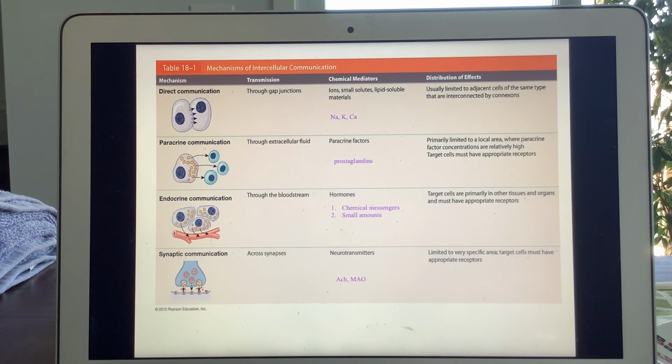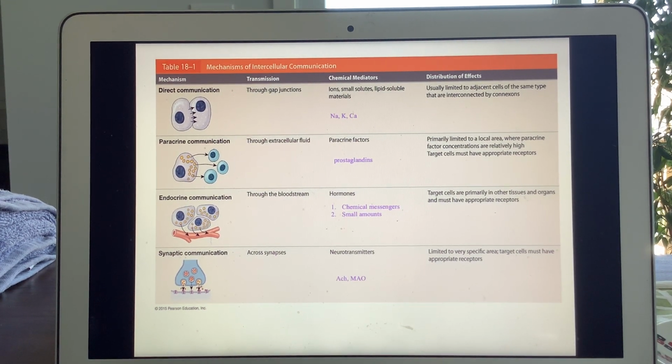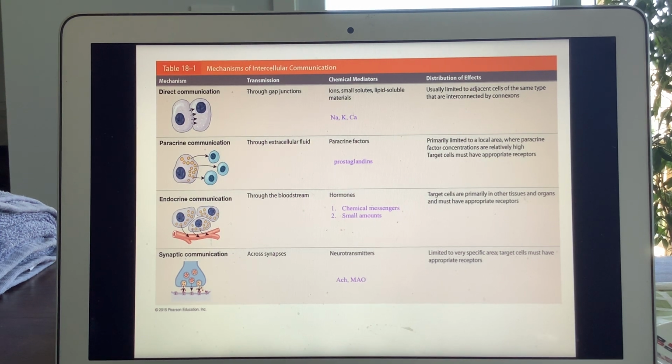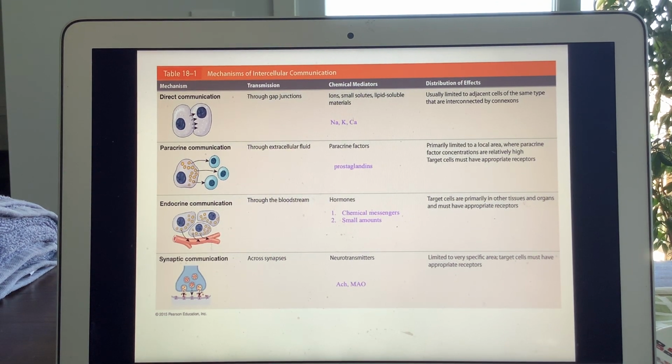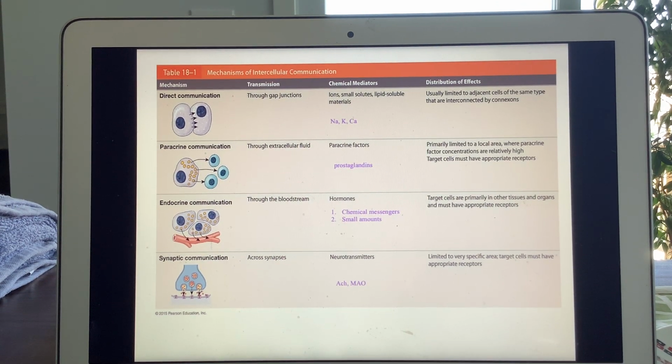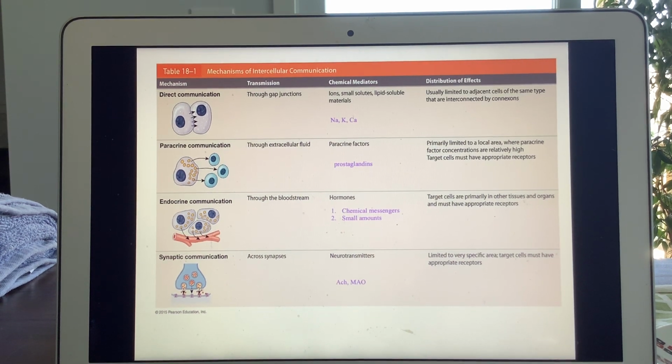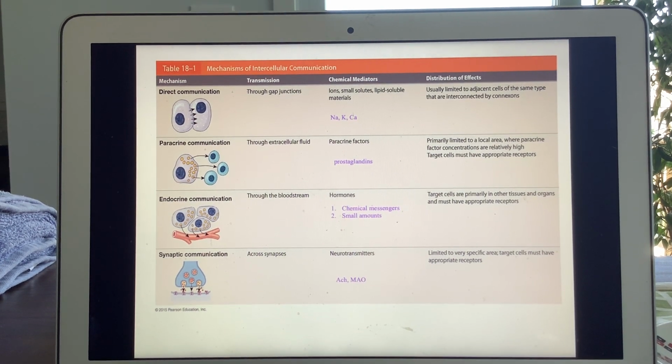When we talk about paracrine communication, it's locally distributed. When we talk about endocrine communication, it's going to go over very long distance. You know that because it's talking about the bloodstream. And then we talk about synaptic communication, it goes over that short distance called a synapse.